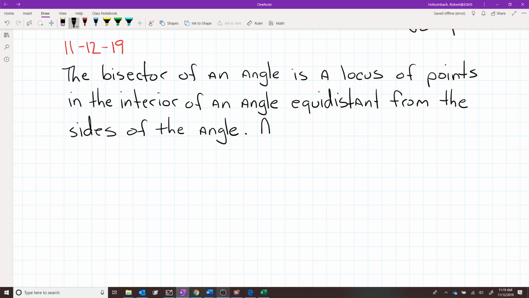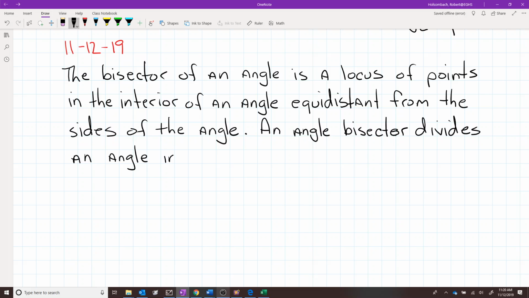An angle bisector divides an angle into two congruent angles.